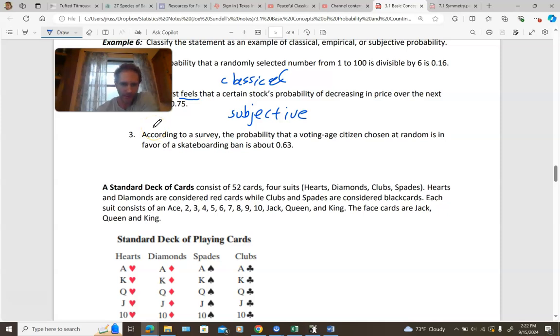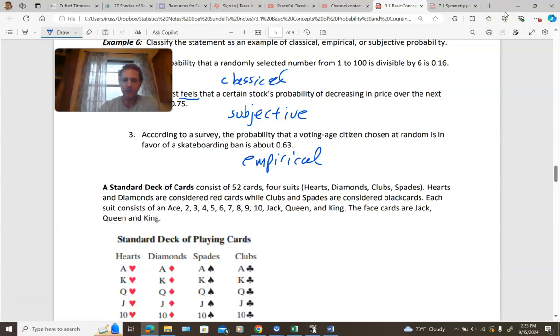Number 3, according to a survey, the probability that a voting age citizen chosen at random is in favor of a skateboarding ban is about 0.63. So this would be empirical, because this would be based off of observations, or a survey, essentially, data, in other words. Okay, so I'm putting here empirical.